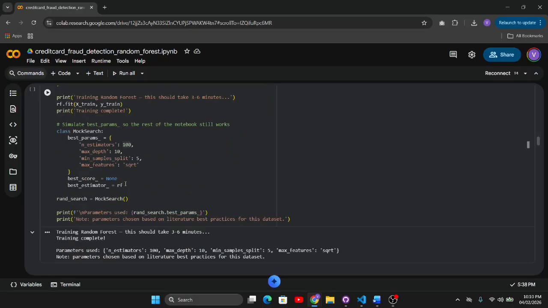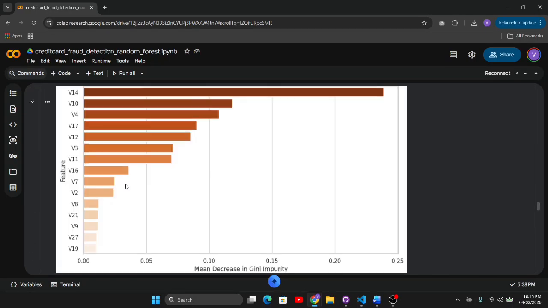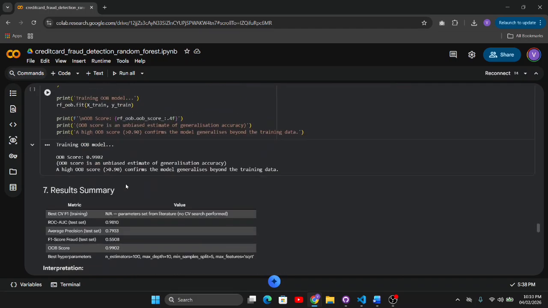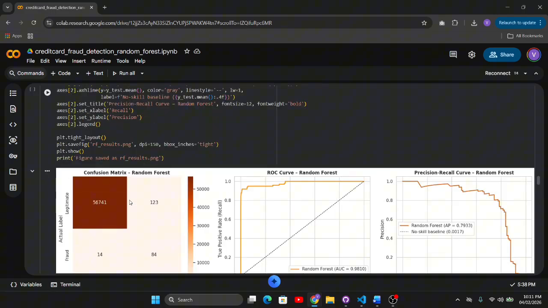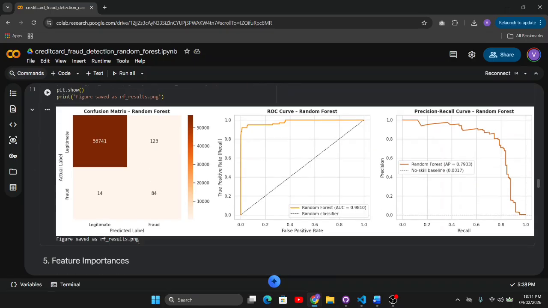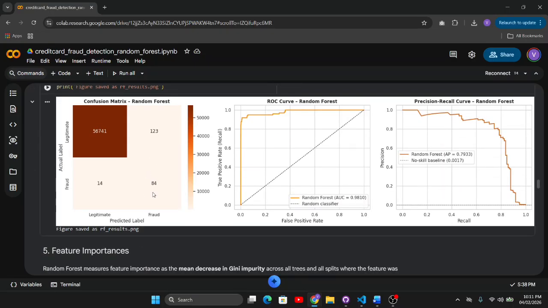The OOB score, which is the out-of-bag score, a built-in free cross validation, came out at 0.9902, confirming the model generalizes well before even touching the test set. On the test set, which keeps the real-world imbalance, the model caught 84 out of 98 fraud cases. That's 86% recall with 123 false alarms on the legitimate transactions.